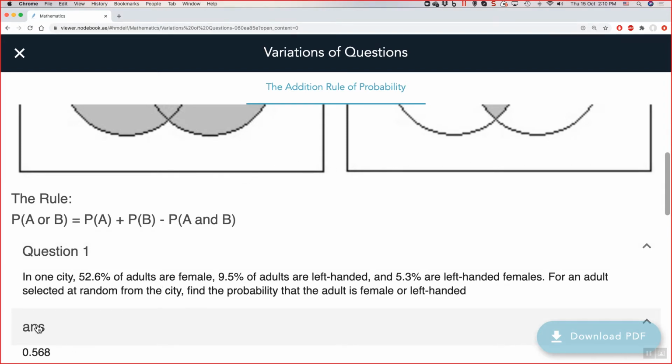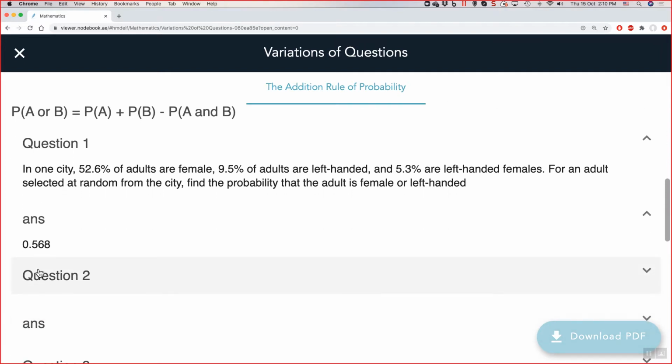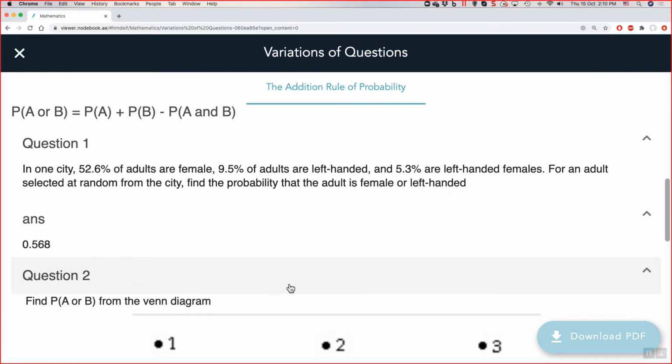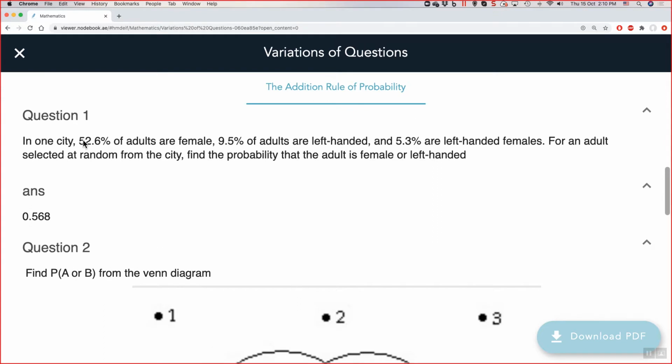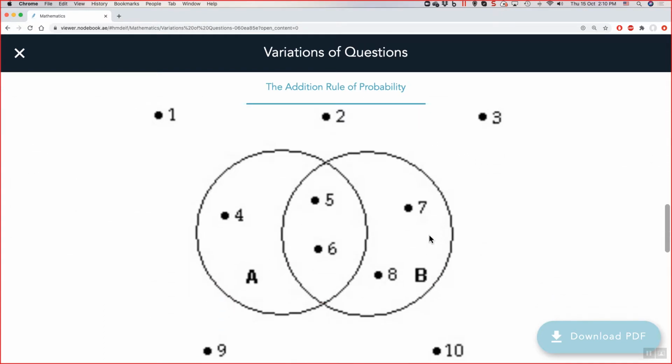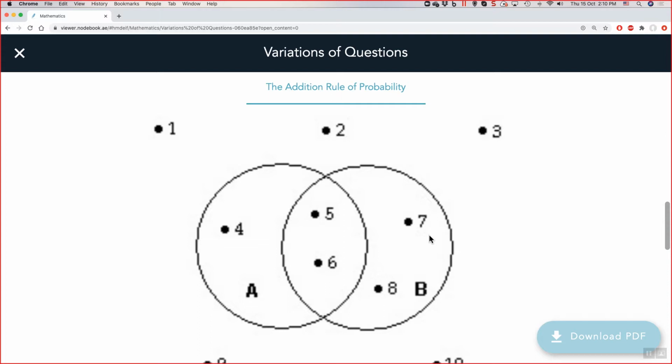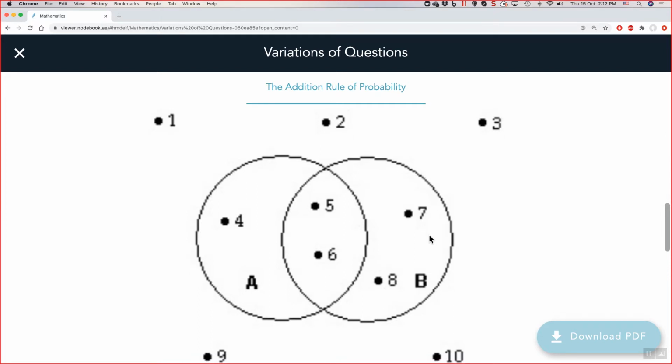The next question is probably totally different. I didn't give you percentages of A and B, but I gave you a Venn diagram, and from this Venn diagram you can tell how many in A, how many in B. So I didn't give you the percentage of the first event, second event. I gave you a Venn diagram for A and B, and the Venn diagram of A, as you can see, has 3 outcomes, which are 4, 5, and 6, while the event B has 4 outcomes, which are 5, 6, 7, and 8.